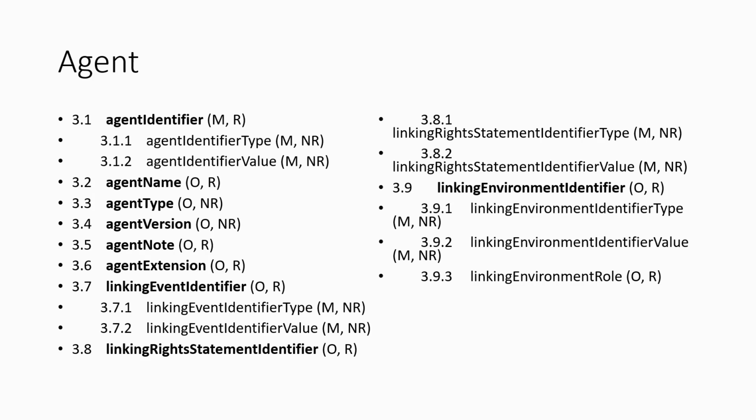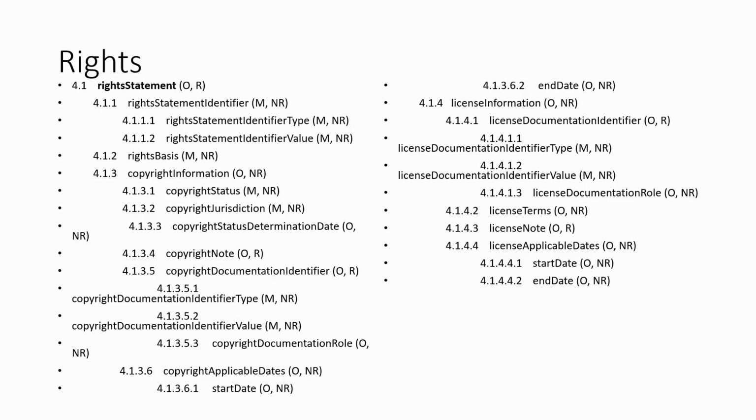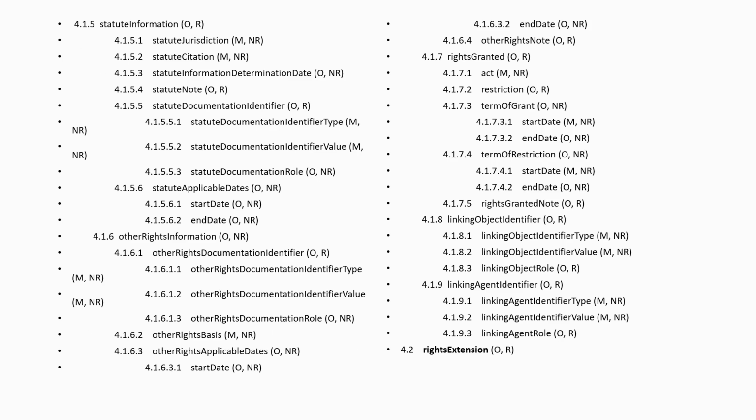Agent entity semantic units are agent identifier, agent name, agent type, agent version, agent note, agent extension, linking event identifier, linking rights statement identifier, and linking environment identifier. By now, you are probably noticing that those linking semantic units are really common under each entity, and they allow for the statement of relationships between entities as shown in the data model. The rights entity semantic units are short and sweet. There are only two: rights statement and rights extension. However, the semantic components underneath rights statement are extensive.